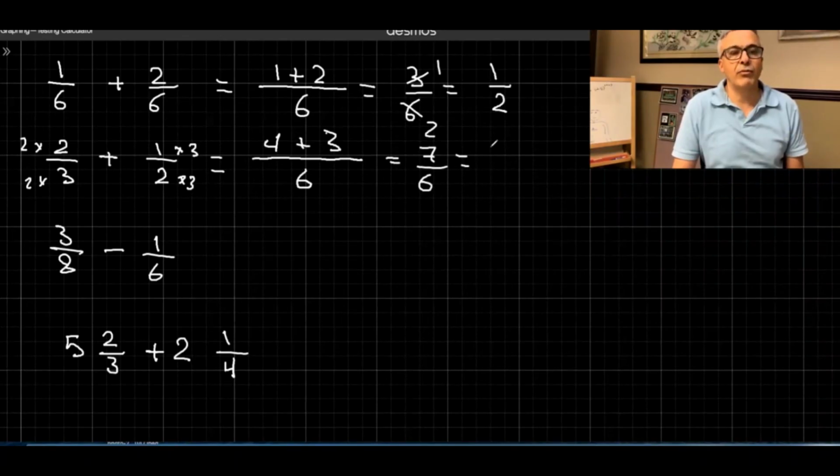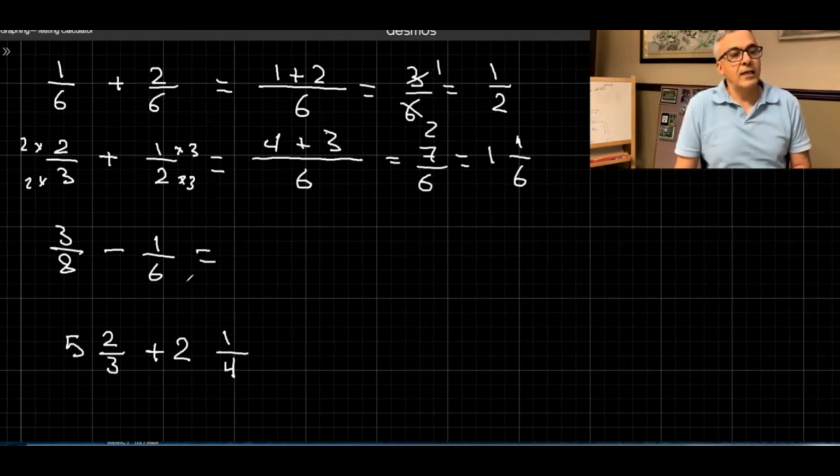And 7 over 6, if you want to change it from an improper fraction to a mixed number, you go 7 divided by 6. 6 goes into 7 once, and then you have 1 as a remainder, and that will be 1 and 1/6 if you want to change it to that. But this is fine enough.